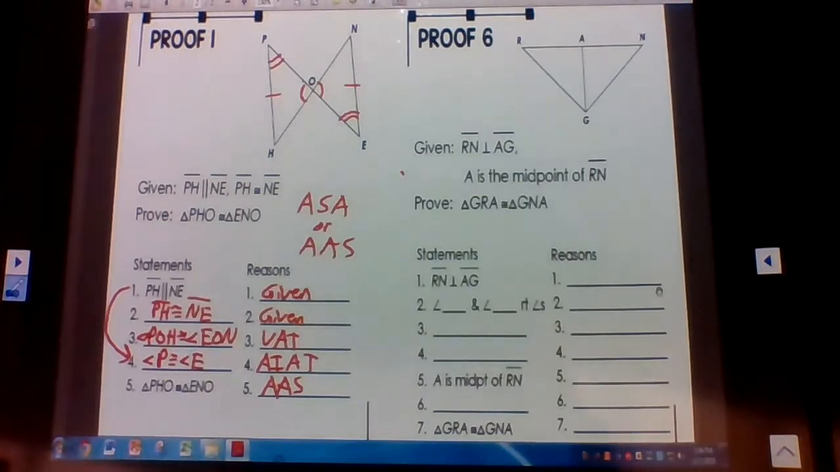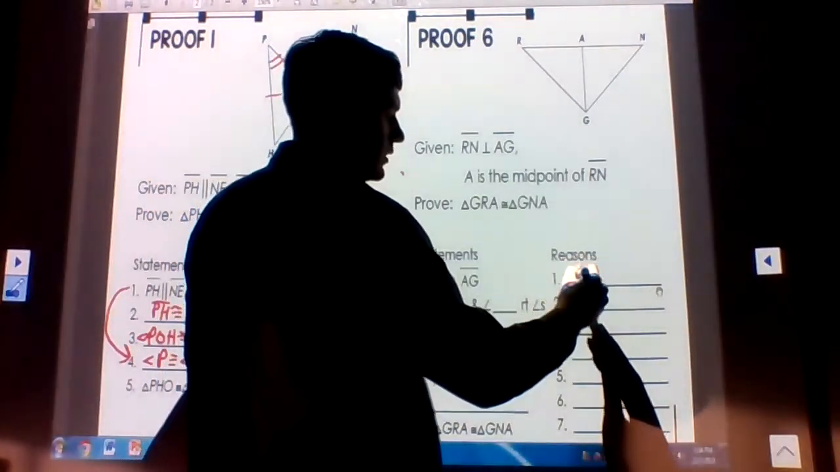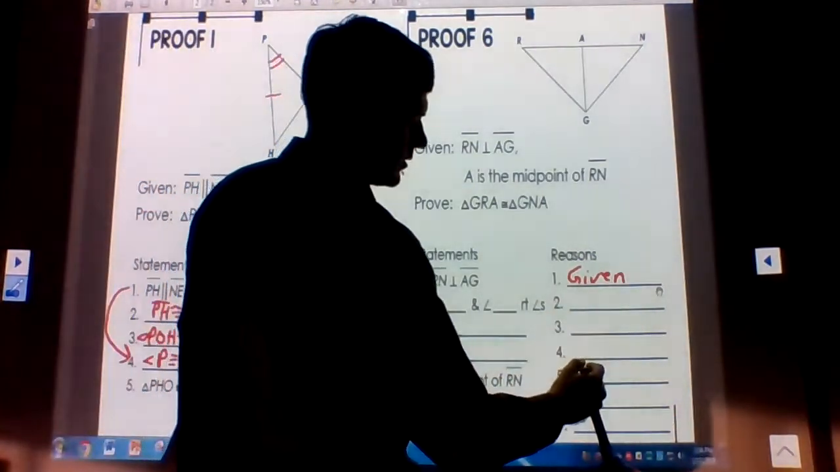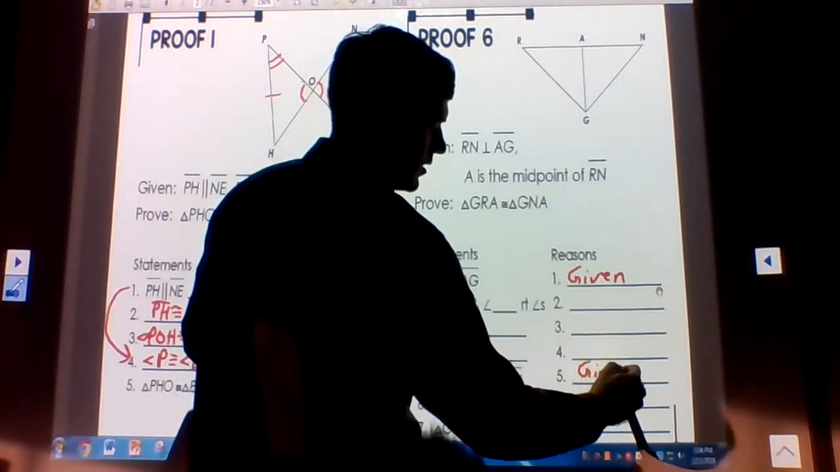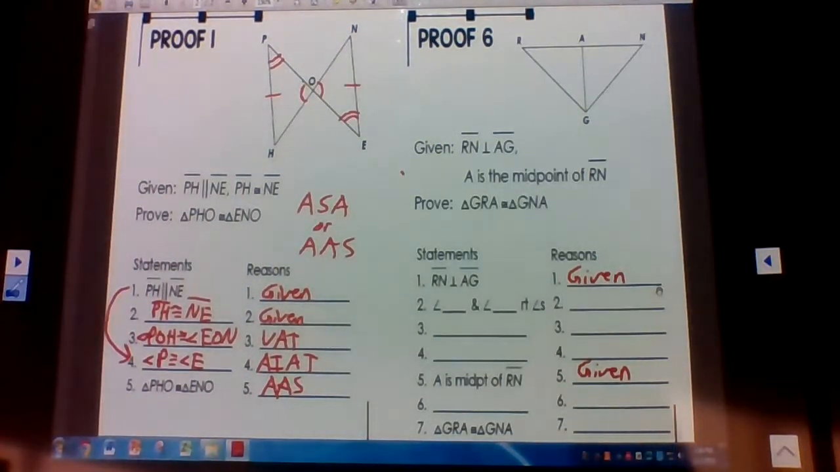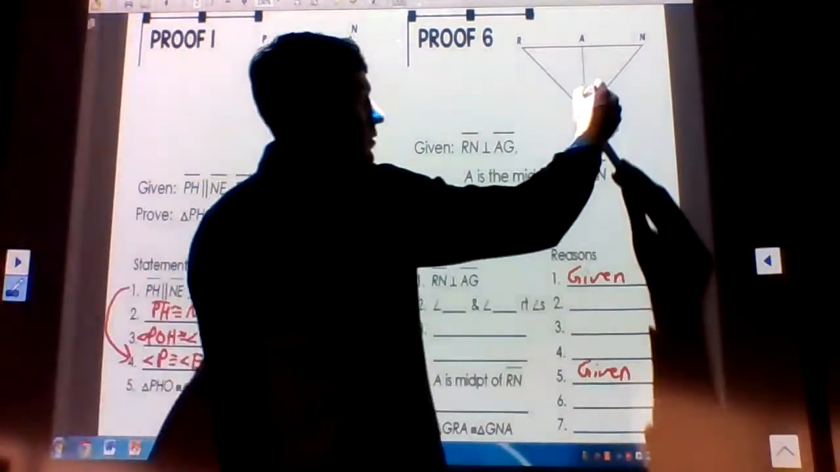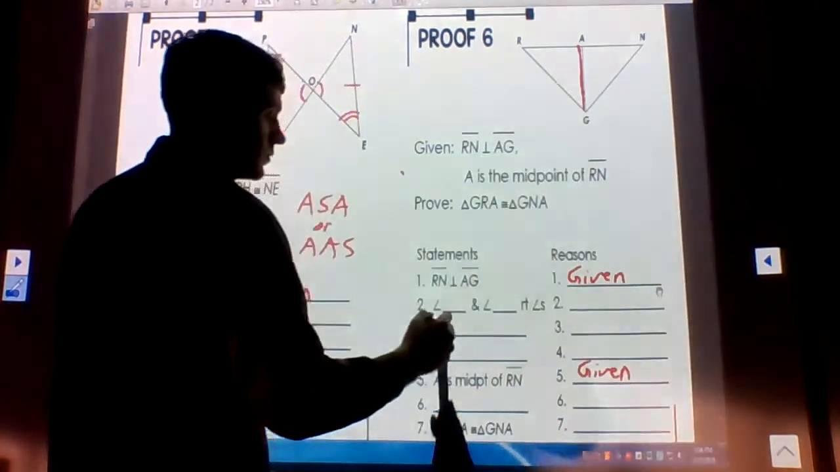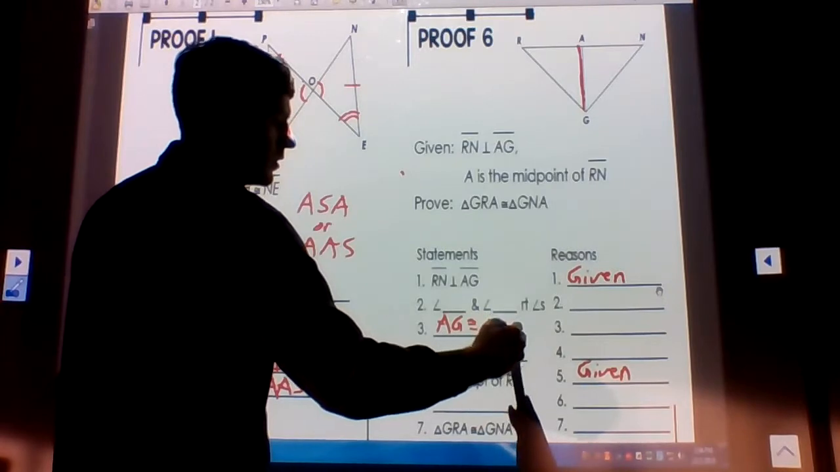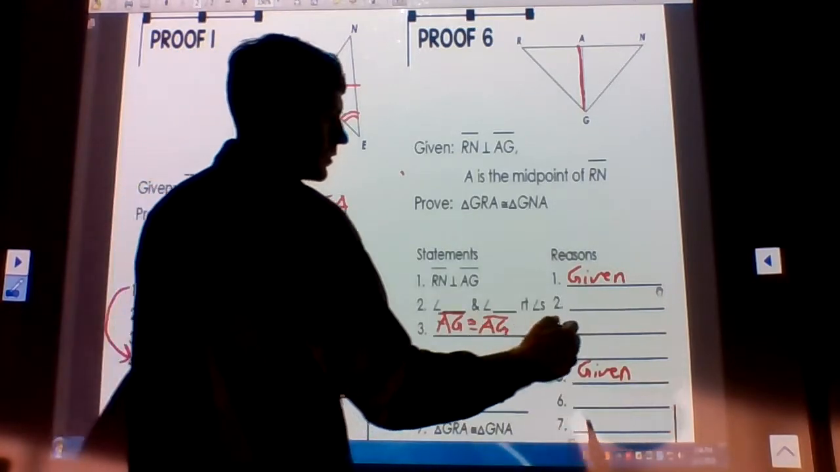Sixth one here, we have 2 givens. RN is perpendicular to AG. And we have A is the midpoint of RN. So if we look at our list, first thing on the list is vertical angles. We don't have any. Second thing on the list is shared sides. We do have a shared side right here. AG is part of both triangles, so we can say AG is congruent to AG by the reflexive property.